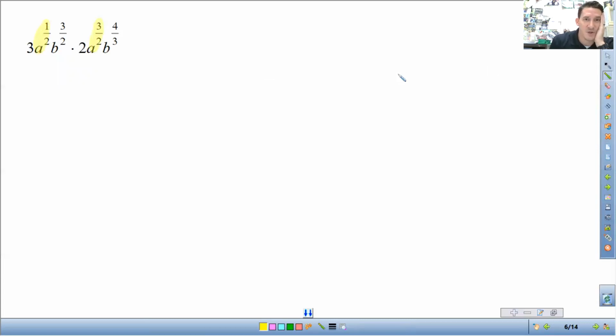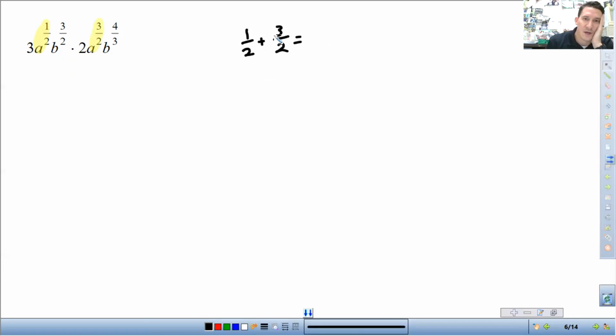So just look at the a's for right now. So it's going to be 1/2 plus 3/2. Oh, they already have a common denominator. Sweet. So you just need to add the numerators. 1 plus 3 is 4. Make sure you check to see if this reduces. 4/2 reduces to 2. All right, so it's going to be a to the second power.